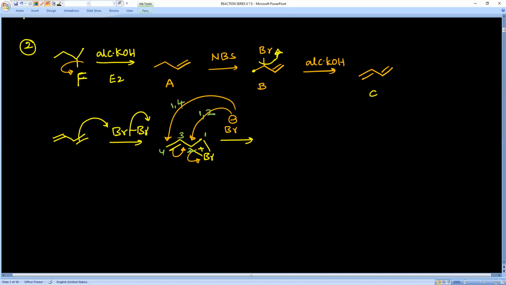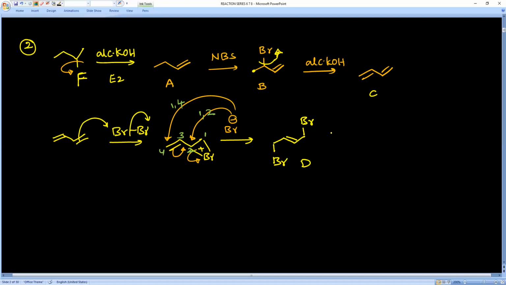And we know one thing, at low temperature 1,2 addition is major, but at high temperature, 1,4 addition is major. Here room temperature is sufficient. Temperature is not mentioned, therefore we have to consider it as room temperature. At room temperature 1,4 addition is major, therefore we get a product like this. Here it is bromine and here also bromine. Now this is compound D. It is only 1,4 addition.